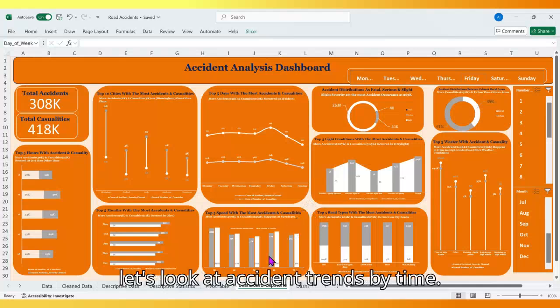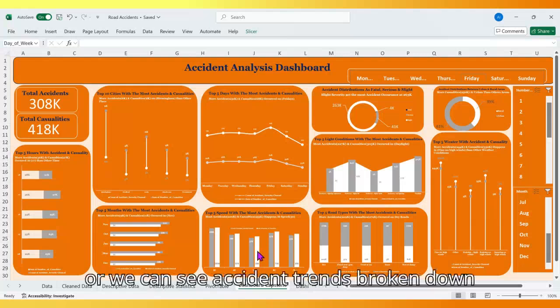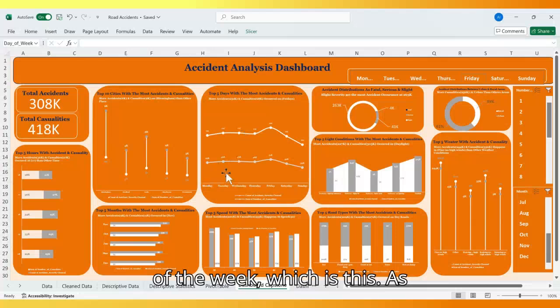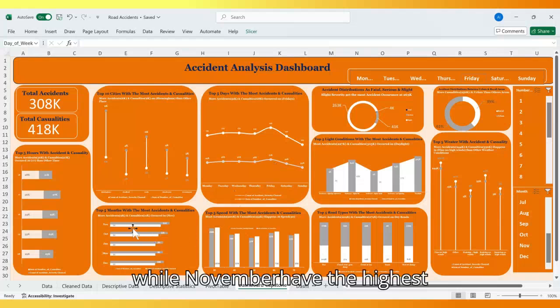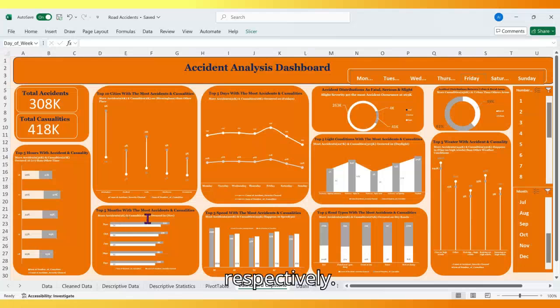Now let's look at accident trends by time. Here we can see accident trends broken down by month and day of the week. As the data shows, Friday records the highest number of accidents at 68,000 and 51,000 for accidents and casualties respectively, while November has the highest number of accidents and casualties at 9,000 and 11,000 respectively.